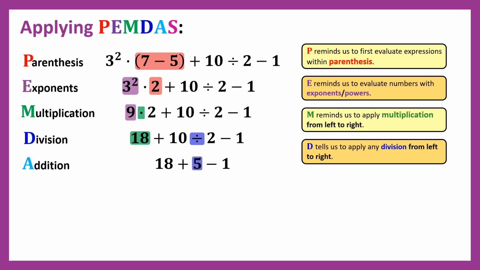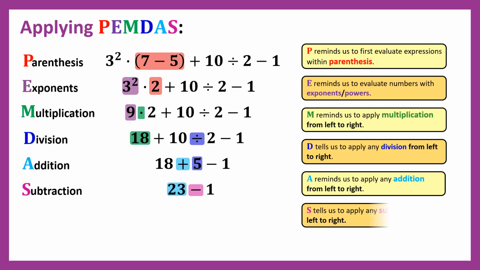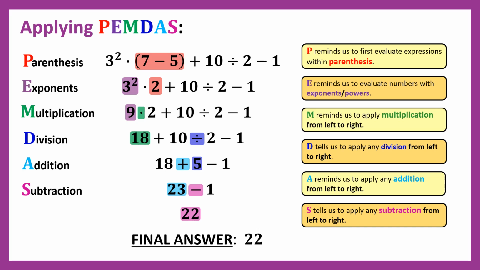So the next letter is A for addition. So let's identify what part of the expression has the addition sign. And here we have that the addition sign is in between the 18 and the 5. And the A reminds us to apply any addition from left to right. And here we are going to be adding 18 plus 5. That gives us an answer of 23. Our last letter is S for subtraction. So let's identify what part of the expression has subtraction. And here we have that the subtraction sign is in between the 23 and the 1, and the S tells us to apply any subtraction from left to right. So 23 minus 1, that's 22. And that's our final answer, 22.